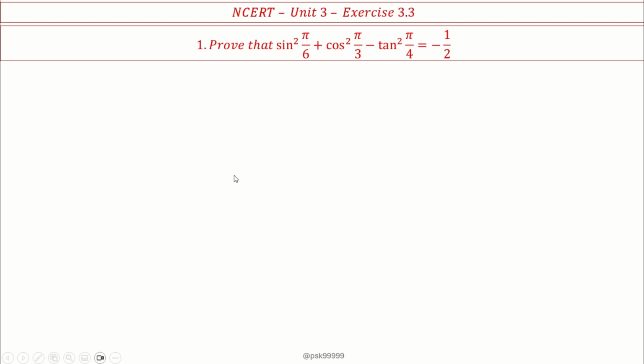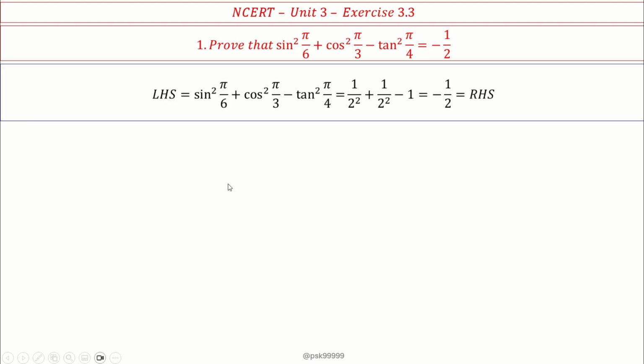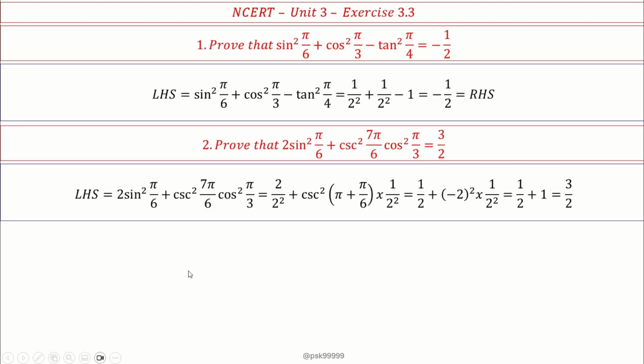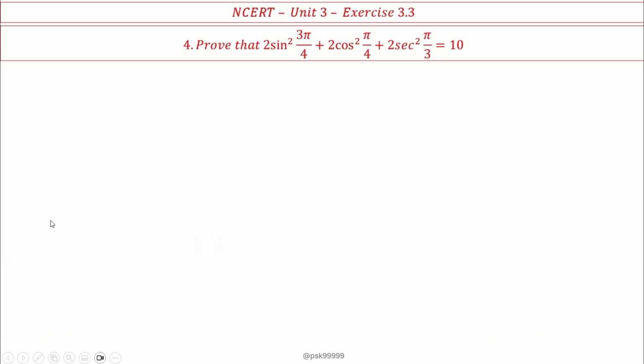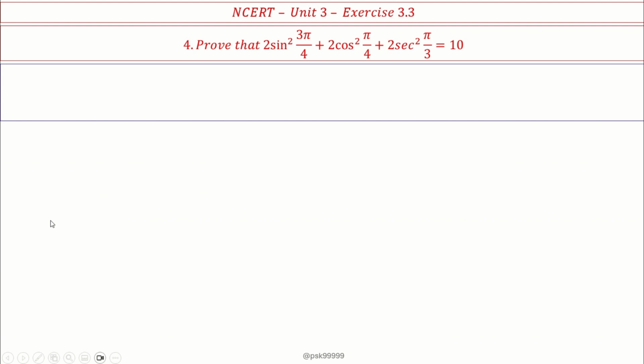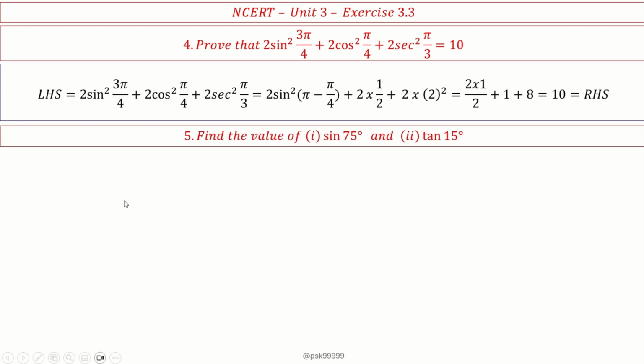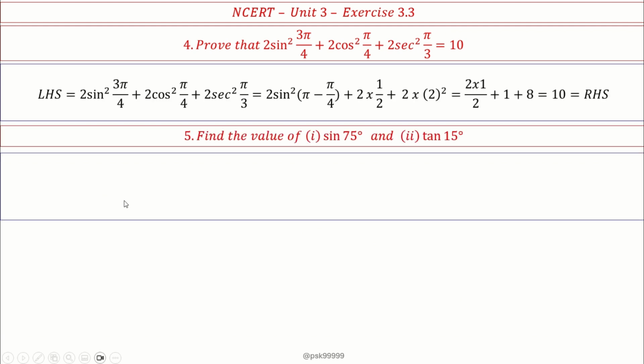Next is exercise 3.3. There are a lot of problems, but most of them are straightforward, so I don't want to explain them. Pi by 6, pi by 3, pi by 4 values, you have them. Straightforward, you substitute and you will get the values. Solve it yourself and then check the answer. All are the same.